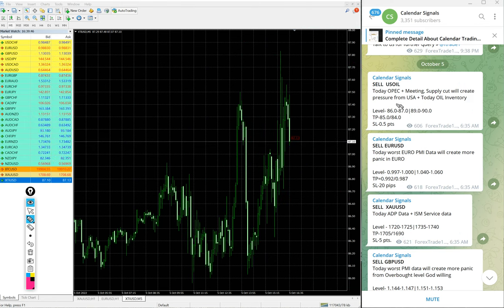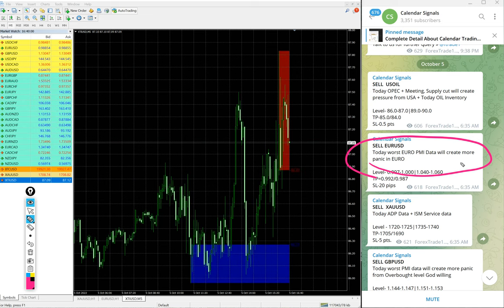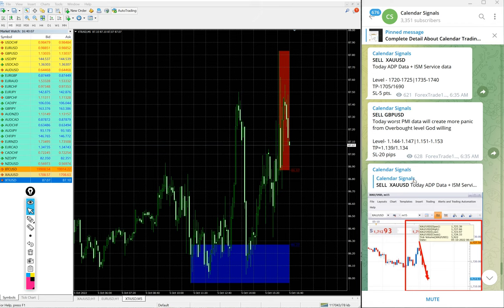And also, whenever we post a signal, we also mention the reason why we are giving that particular script, buy or sell. For example, sell Euro USD was given. The reason why we gave sell Euro USD is also mentioned here. Today, the worst Euro PMI data will create more panic in Euro. So, based on this reason, we gave sell Euro USD. Likewise, you will find the reason on each and every signal we post here.